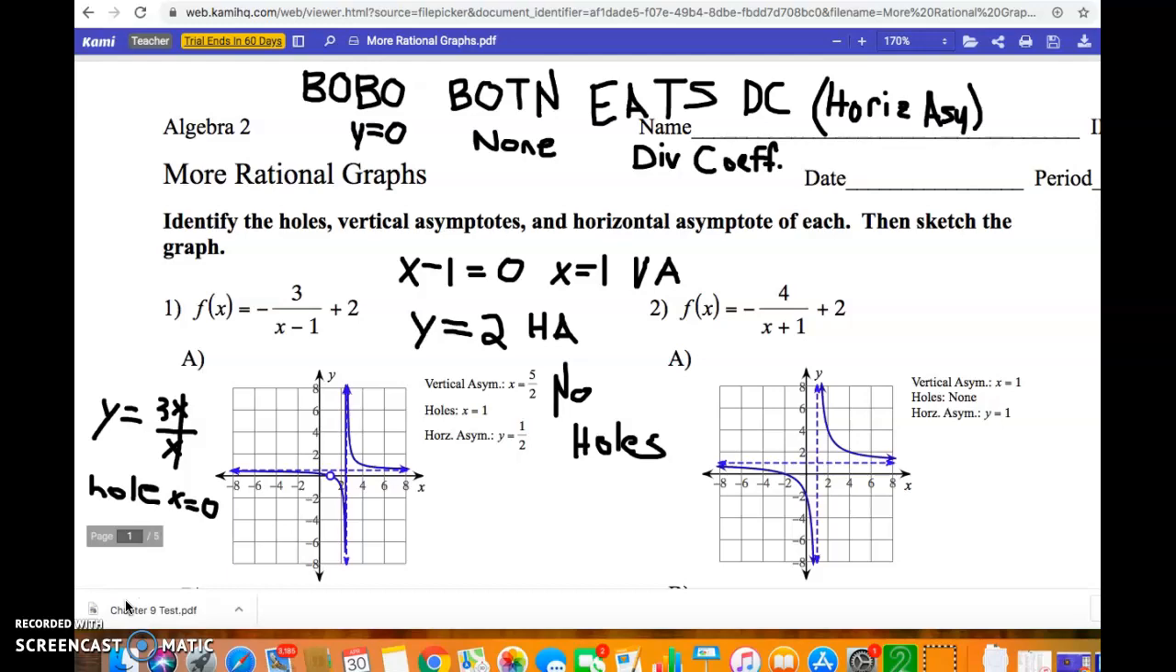All right, so here's number one. So if you look at number one, basically, as we go through this, we're going to go through the list: holes, vertical asymptotes, and horizontal asymptotes. So we'll see if these have all of those or if not.